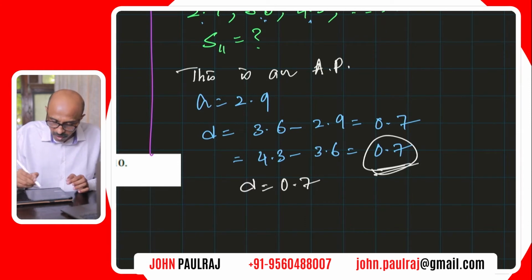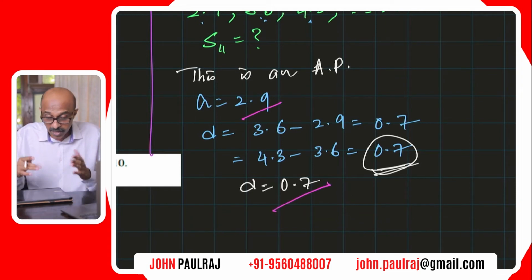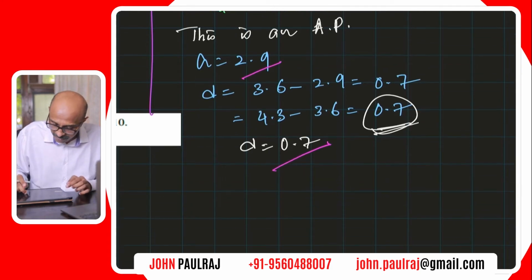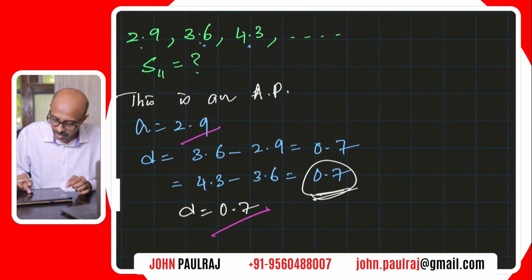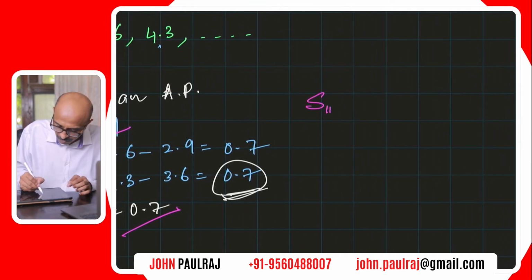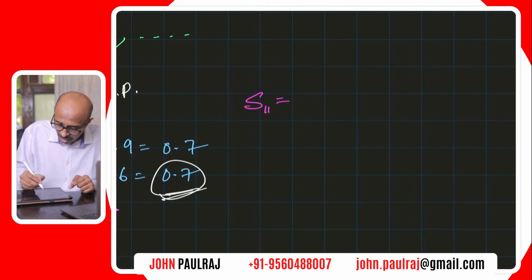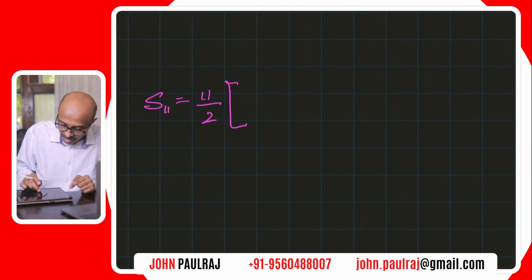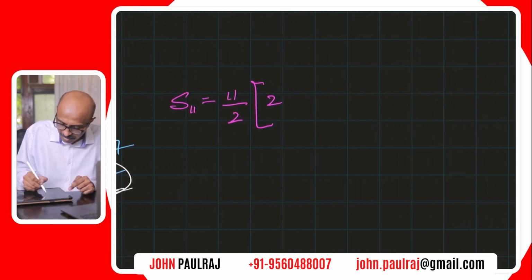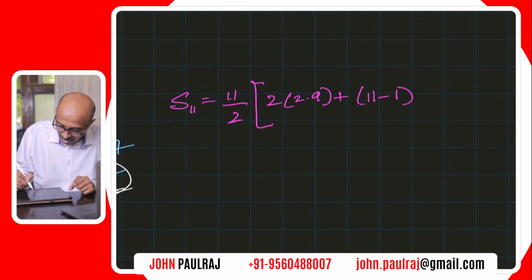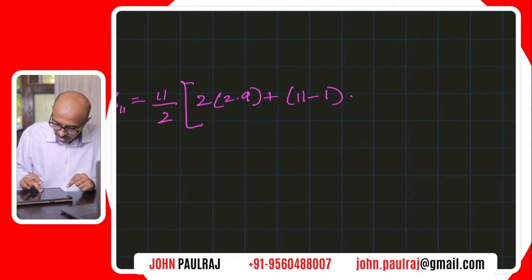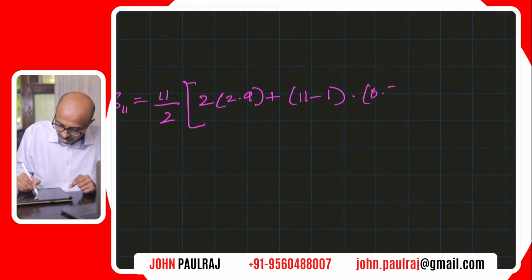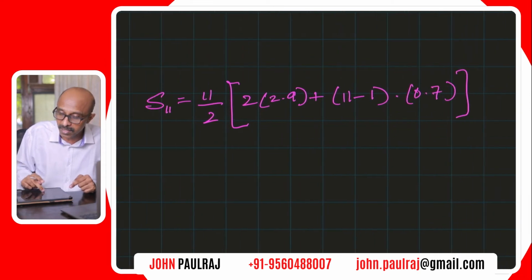Now that you've got your two key elements for the formula, you can make use of the formula and say, okay, S11, which is asked in this question, I'm going to continue the solution here. S11 is going to be equal to n over 2, let me write down n over 2, 11 over 2, open the big rectangular bracket, 2 times a, 2 times 2.9, plus n minus 1, I'll write it as 11 minus 1, times the d, which is 0.7. Can you guys see this? All right, here we go.